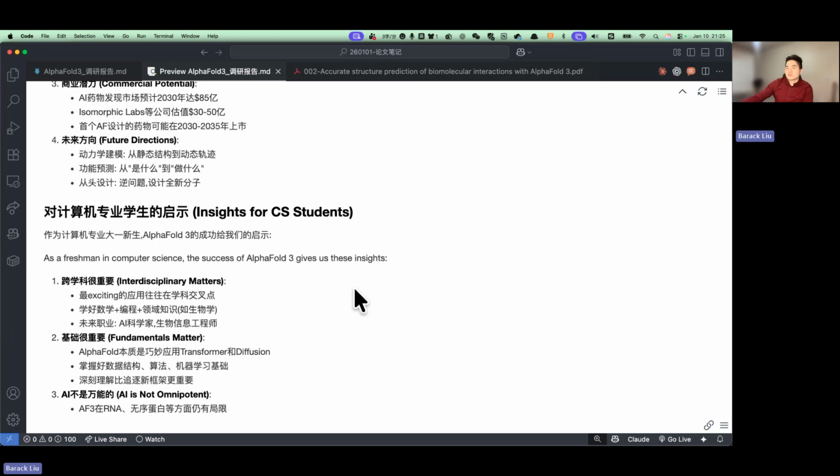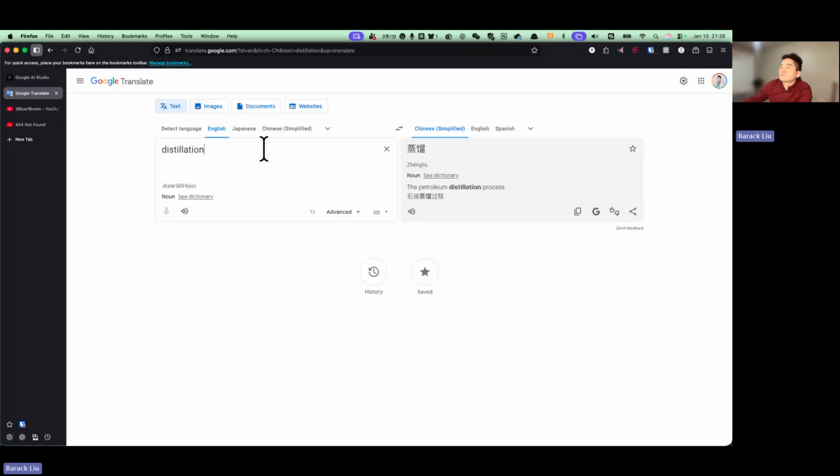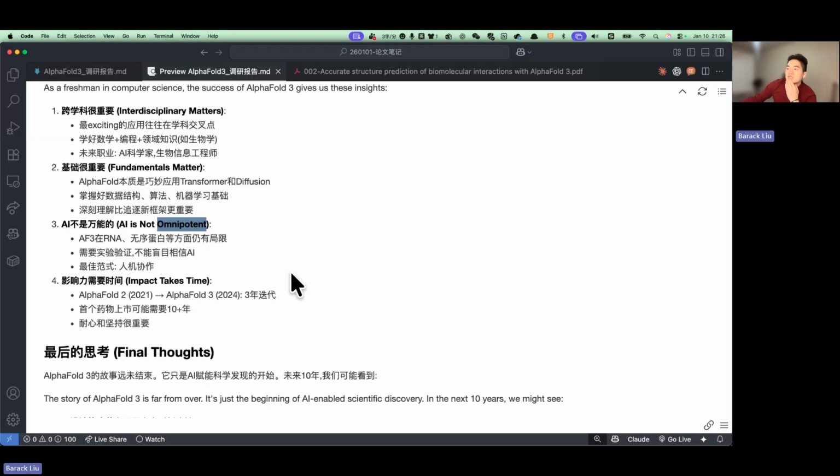Insights for computer science students. Interdisciplinary matters. Fundamentals matter. AI is not omnipotent. Impact takes time.